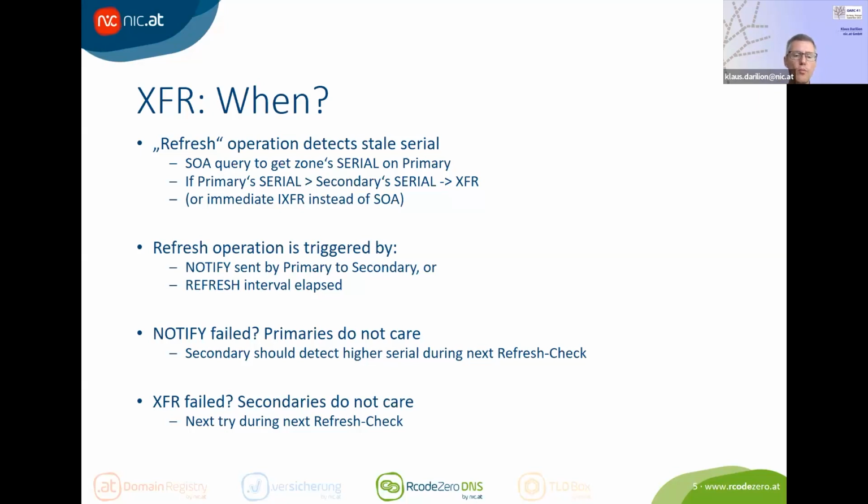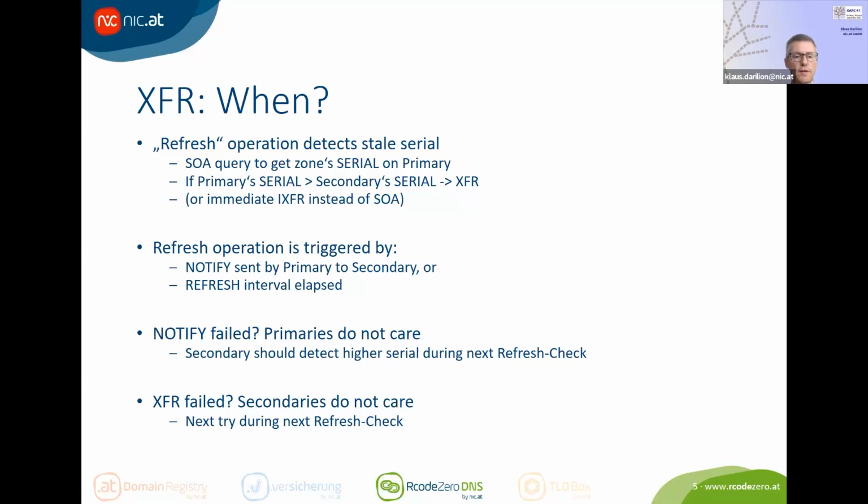So what will happen when, for example, such a notify fails? Of course, the secondary does not know that the notify was not received, and the primary usually doesn't care. Maybe there's some entry in the log saying notify failed, but that's usually all the primary does. It probably thinks, yeah, the secondary should detect the higher serial during the next refresh check, so I don't have to care about it.